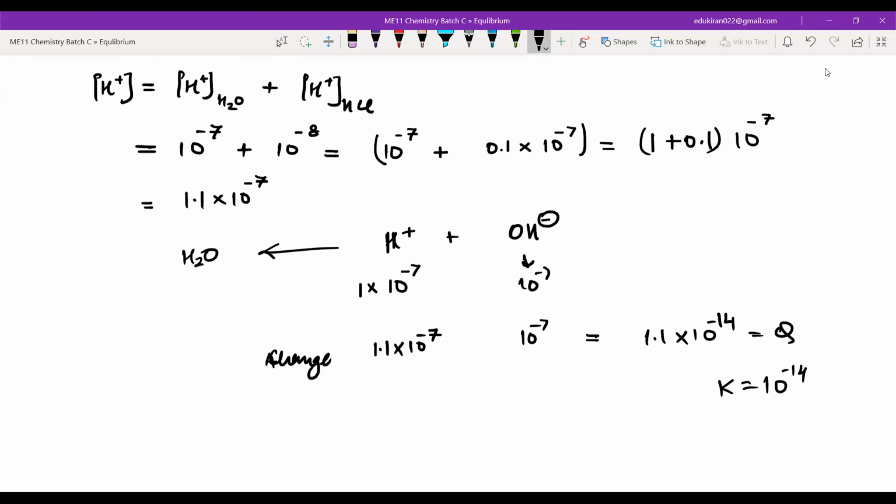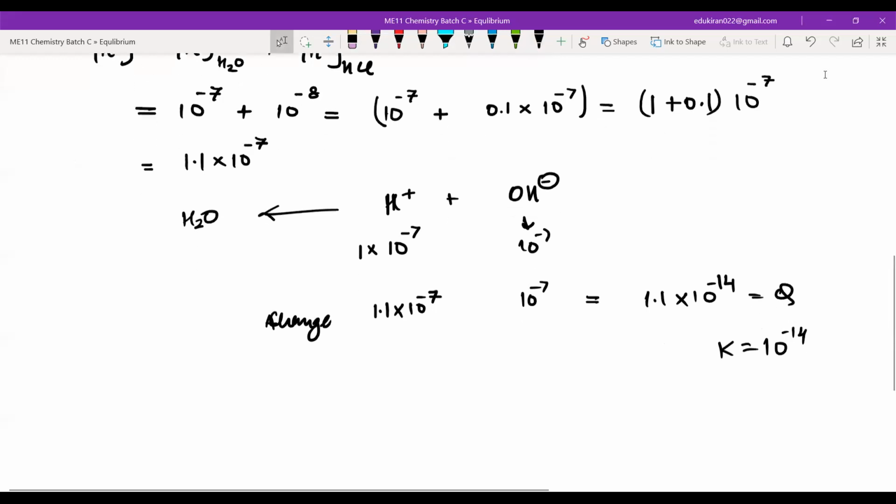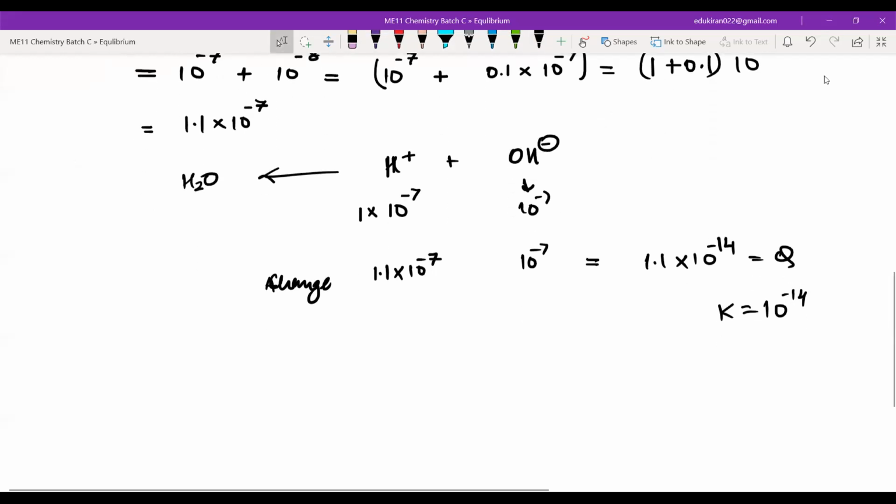Because when we add acid, what happens? The concentration of H plus increases and the ionization of water reaction will go backwards a bit. So what is going to happen in this case? You will remove some from here and some from here, to make K equal to 10 to the power minus 14.